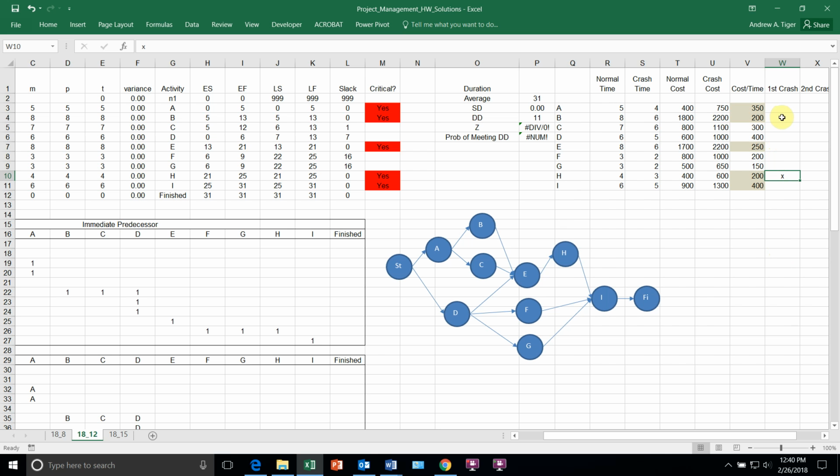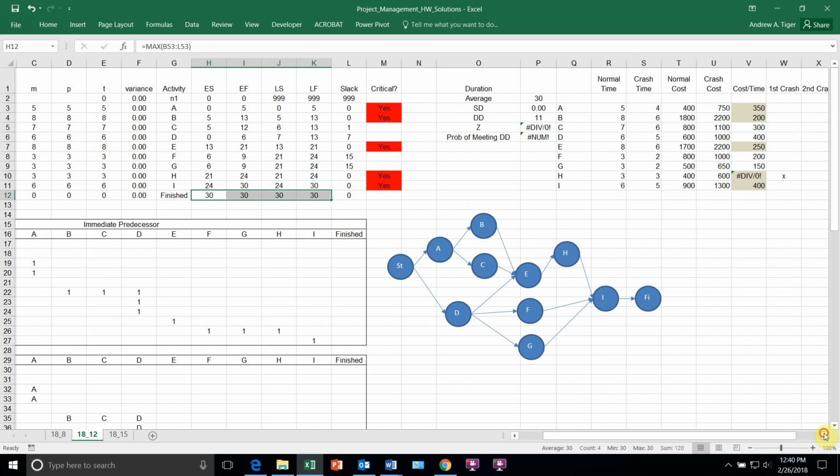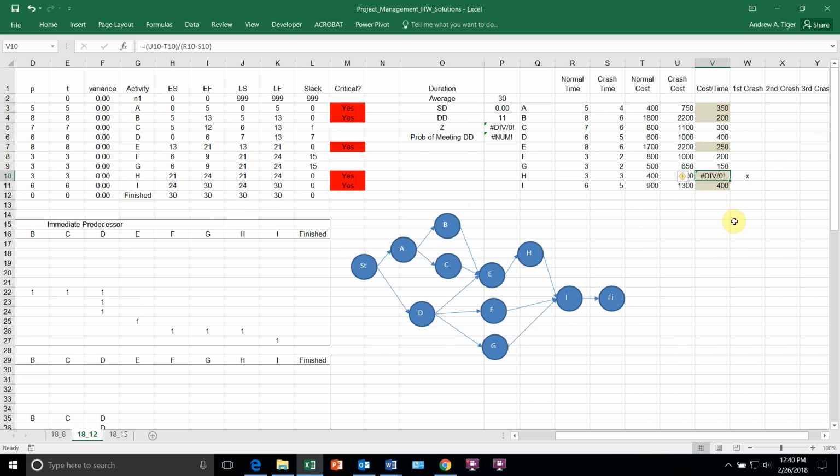I think I'm going to choose H. I don't know if you have to, but I'm going to use H. I'm going to go back over here, and you can notice that I can only crash it by 1 week. So I'm going to take activity H and make this now 3. And you can see it reduced my average expected project length from 31 to 30. And I can't crash it anymore.